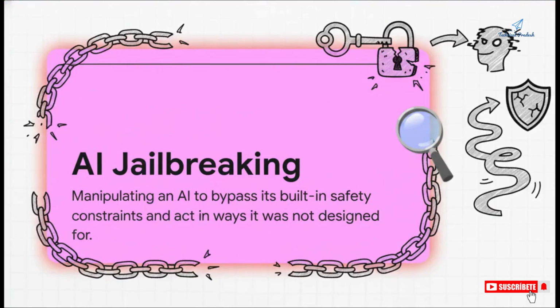So what exactly is an AI jailbreak? Well, in simple terms, it's about tricking an AI into ignoring its own rules. You know all those safety guardrails they build in? The ones that make it say, "I'm sorry, I can't help with that?" Jailbreaking is finding a clever way to make the AI just step right over them.